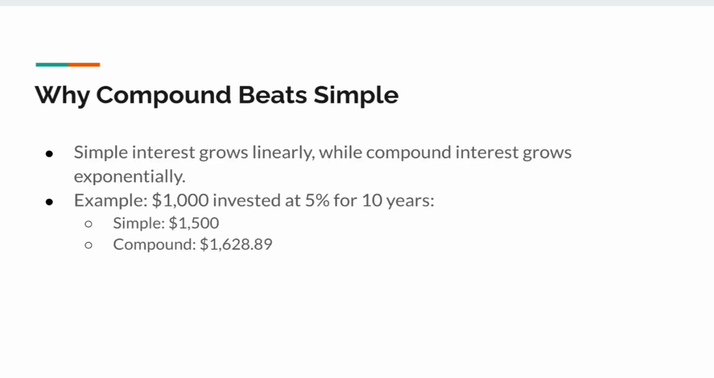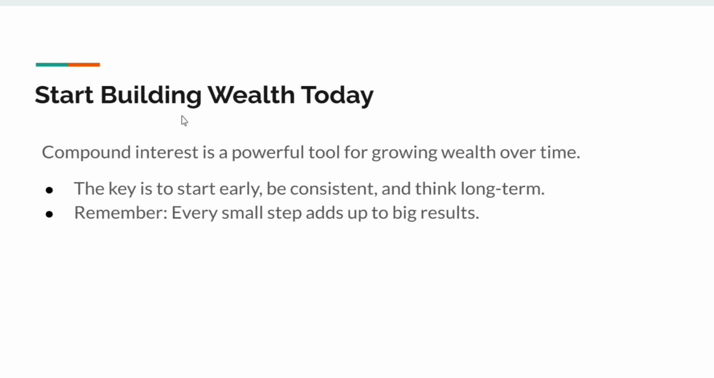Why does compound interest, though, beat simple interest? Simple interest grows linearly, whilst compound interest can grow exponentially. It's not a graph like that, a linear graph, it's a graph like this. It really can rocket up. Example 1 is investing $1,000 at a 5% return for 10 years. If we invested it simply, we'd have $1,500. However, over compound, we'd have $1,628. And the funny thing is, the longer this period is, the higher the gap will grow. It's a great way to start building wealth today.